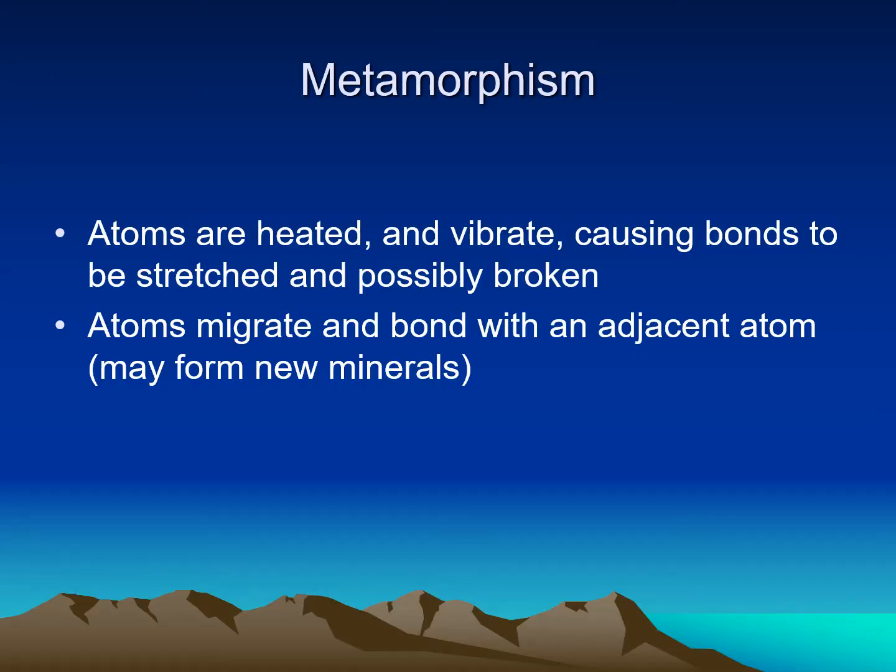Okay, you don't have to write this down. This is basically what I said on the previous slide. So how does this happen? Well, heat is involved in metamorphism, and the heat is not allowing for melt because there's too much pressure. But heat does mean that the atoms will then vibrate. And that's going to cause bonds to become bent, stretched, compromised, and occasionally here and there broken. So the atoms migrate and bond with an adjacent atom, which might give you a new chemical formula, therefore new minerals.